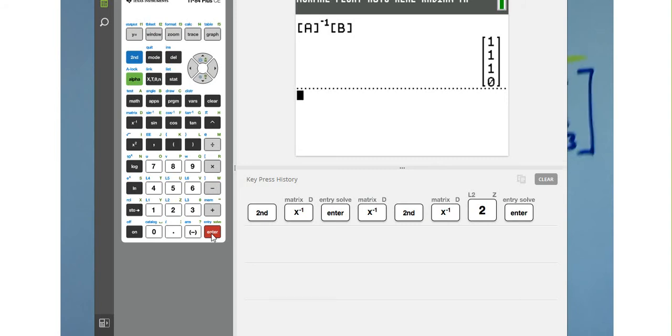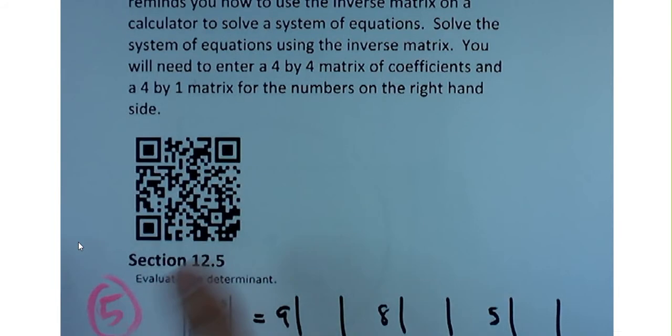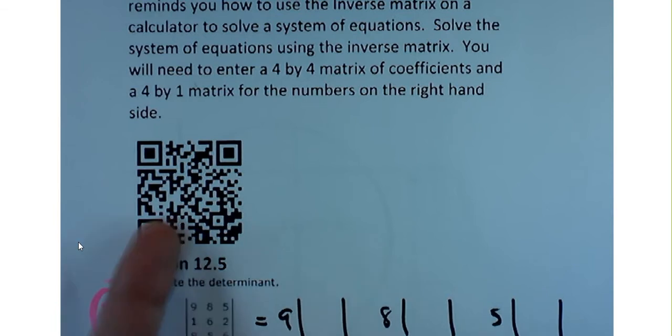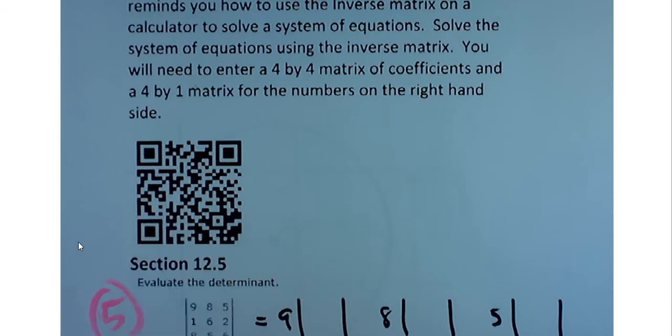Now if that went a little fast, I understand. There's a QR code in your notes, and that takes you to a little video that I did on solving systems of equations with an inverse matrix. So you can get some more review just by following that link. Yay.